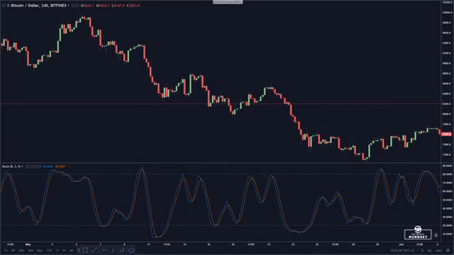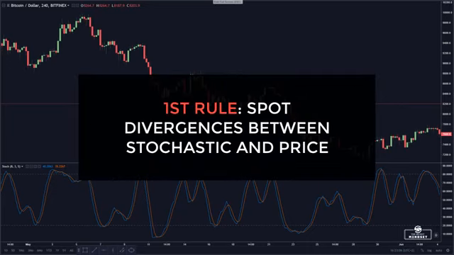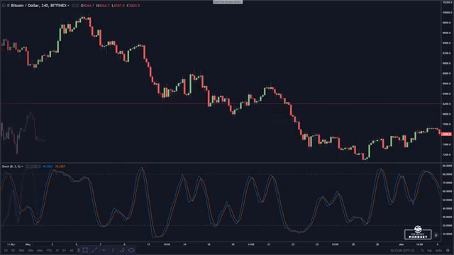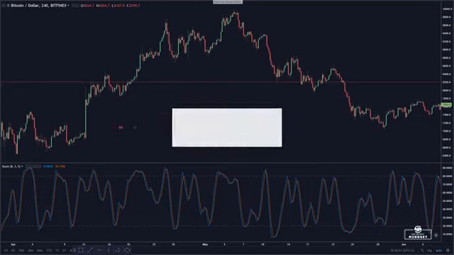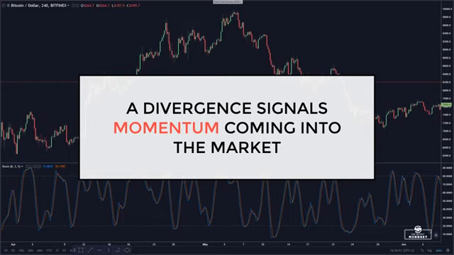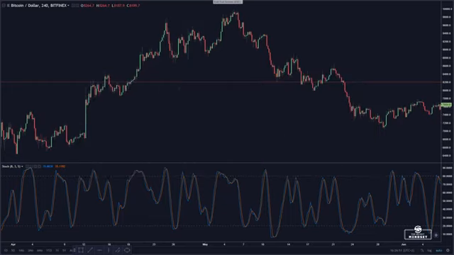Here's the first rule of this strategy. We need to spot divergences between the price action and the stochastic indicator. If you are a trend trader, divergences should be one of your most important tools because a divergence signals momentum coming into the main trend, suggesting a possible continuation in the prevailing direction of the market.